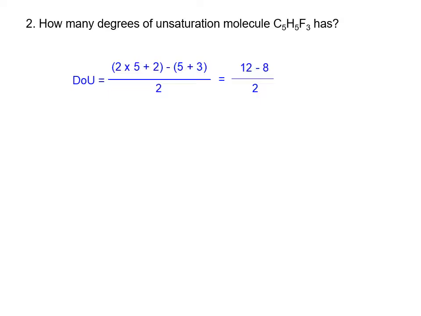So 2 times 5 plus 2 is 12. So a saturated molecule would have had a total of 12 hydrogen and halogen atoms, minus the actual number of hydrogens and halogens, 8, divided by 2. So 12 minus 8 is 4, divided by 2 is 2. So this molecule has 2 degrees of unsaturation. It means it has 2 rings, or 2 pi bonds, or 1 ring and 1 pi bond.